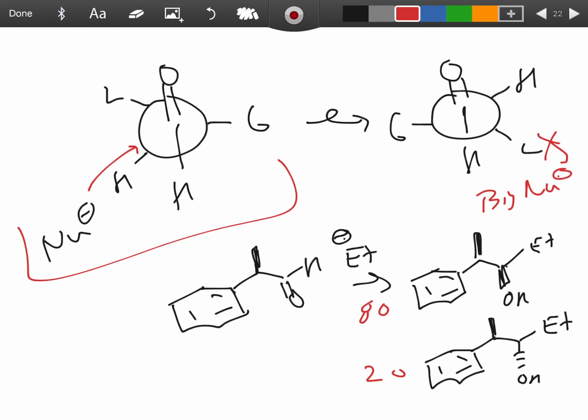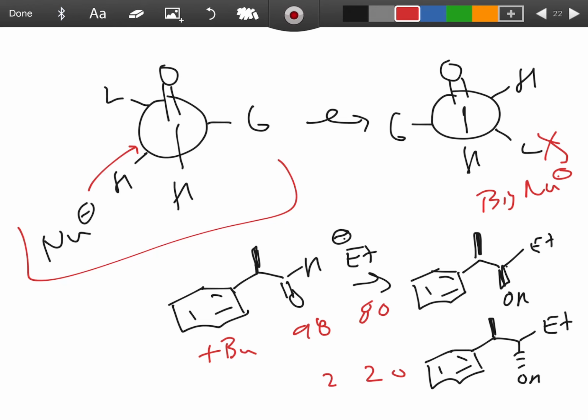So when they switched it to tert-butyl, right? So with ethyl, it was 80-20. When they used tert-butyl, they got, what are the numbers here? 98-2, right? So even when the G group was perpendicular on the other side, the tert-butyl was too big to go past the large group.